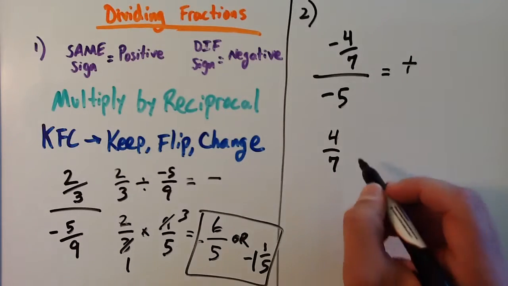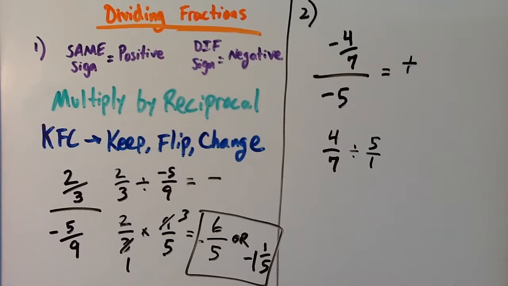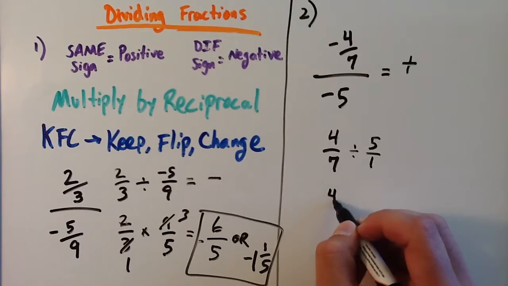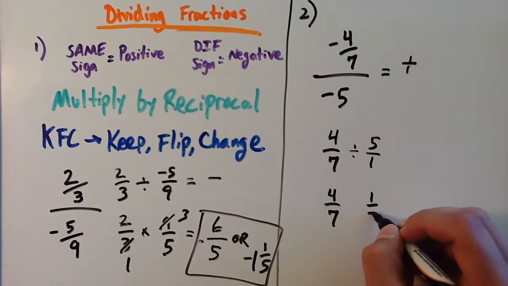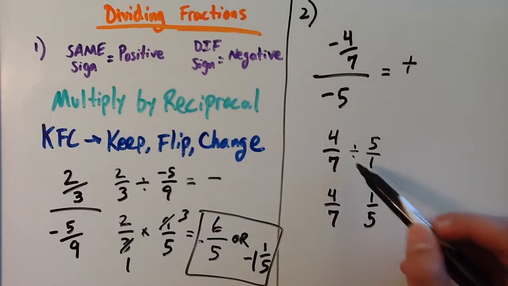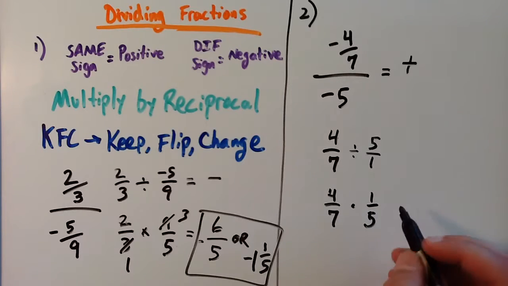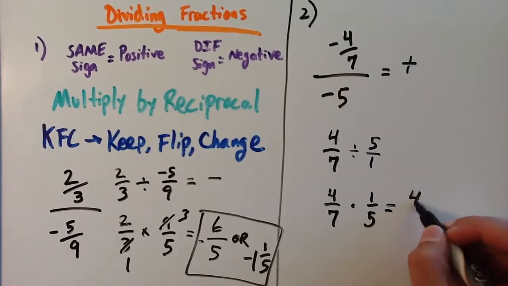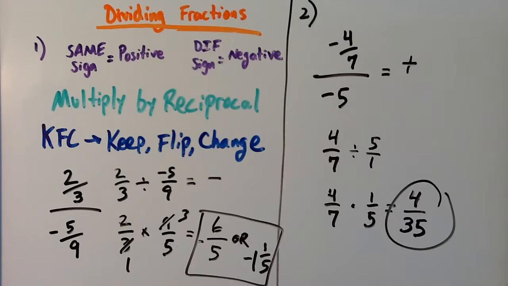So this is 4/7 divided by 5, or I could write 5 as a fraction by putting it over 1. Okay, so I'm going to keep the first fraction, 4/7. I'm going to flip this one, so instead of 5/1, it's going to be 1/5, and then I change from division to multiplication. I look and see, can I cross simplify? 4/5, I can't. 1/7, I can't. And so I simply multiply across. 4 times 1 is 4. 7 times 5 is 35. We said we would have a positive answer, so this is our answer, positive 4/35. I cannot simplify that. That is in simplest form.